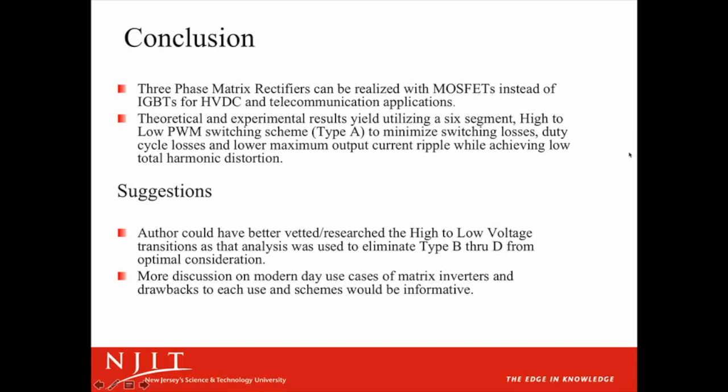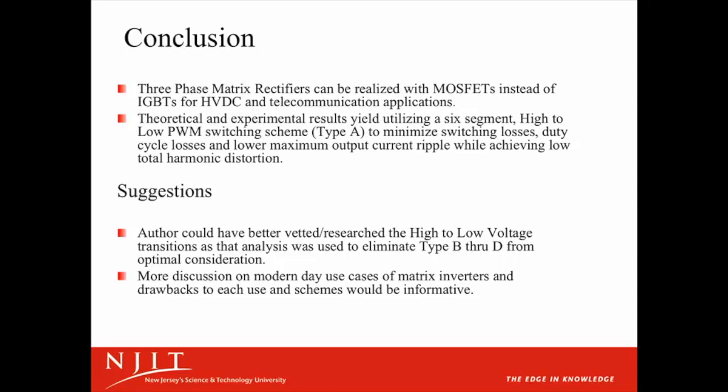In conclusion, three-phase matrix rectifiers can be realized with MOSFETs instead of IGBTs for HVDC and telecommunications applications. Theoretical and experimental results yield utilizing a 6-segment high to low PWM switching scheme, type A, to minimize switching losses, duty cycle loss, and lower maximum output current ripple, while achieving low total harmonic distortion.